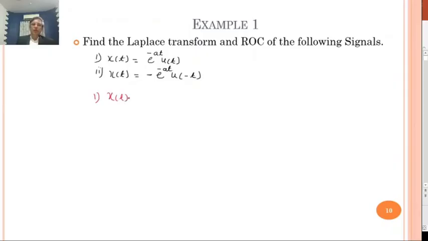x of t equals e raised to minus at u(t). Now what is the meaning of this u(t)? u(t) means that the signal exists only for positive values of t, that is t greater than or equal to 0.